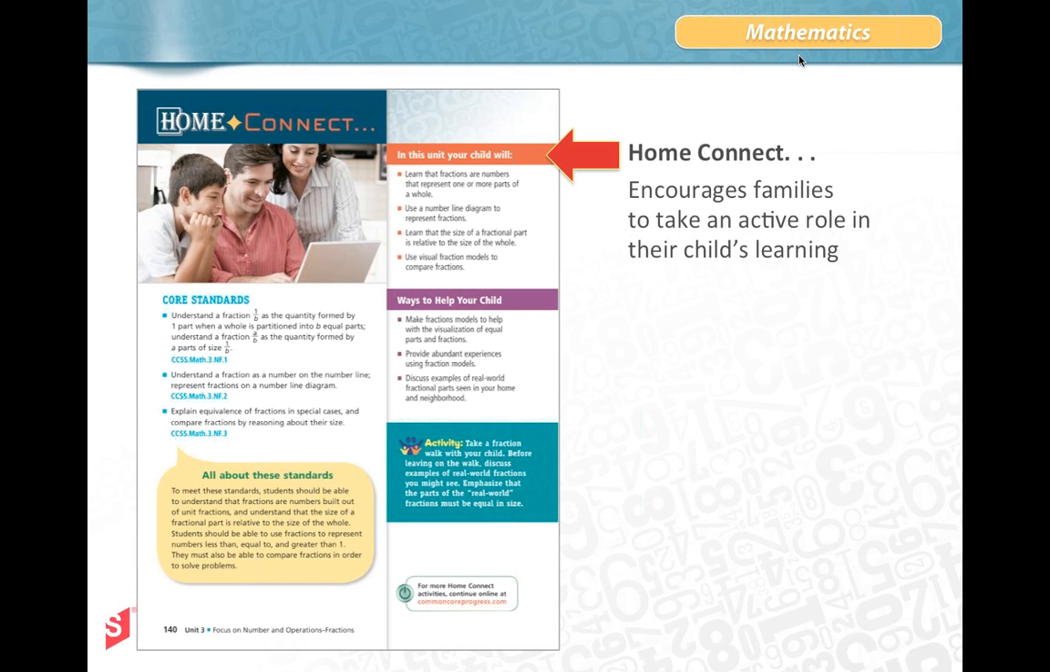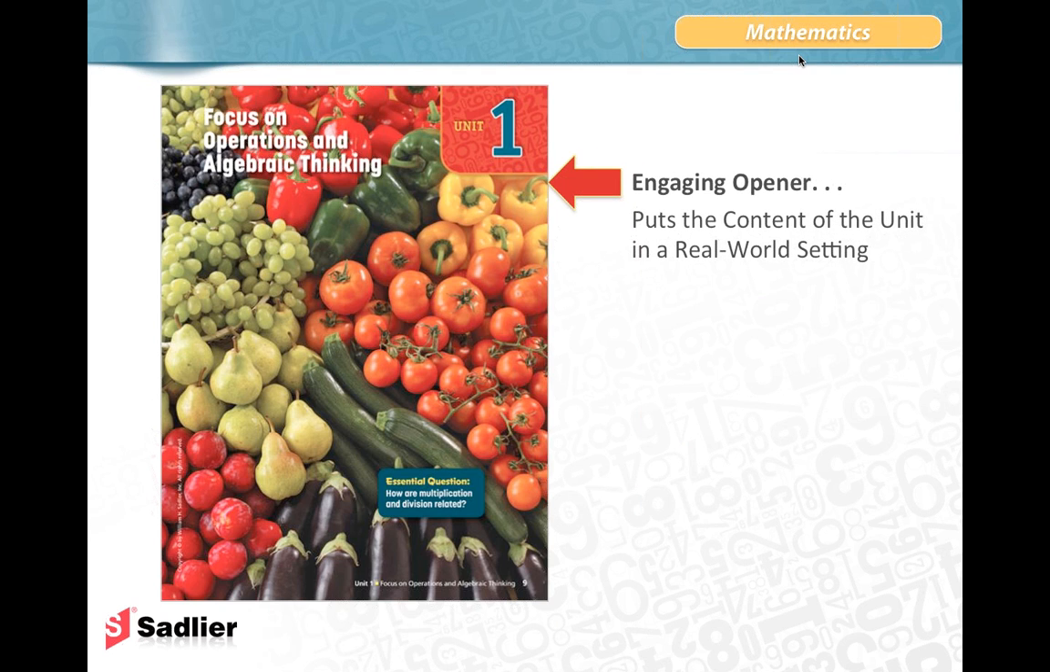On the back of the progress check is a home connect. And what I love about the progress check being on the back, because it's a consumable product, is that the progress check goes home with the students as well as the home connect, which encourages the families to take an active role in the students' learning process. So the parents are well aware of what the students need to learn, and we've identified the Common Core state standards that will be addressed in the chapter and also provide additional activities.